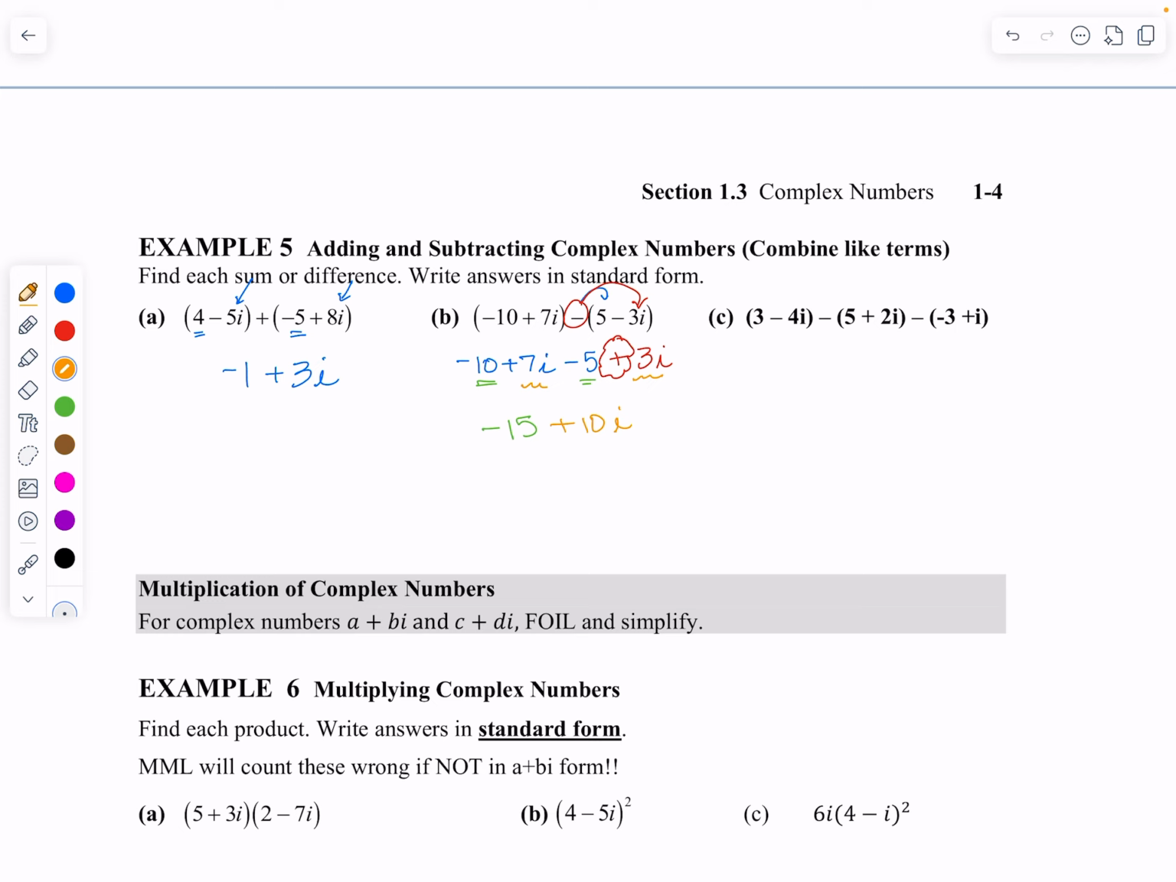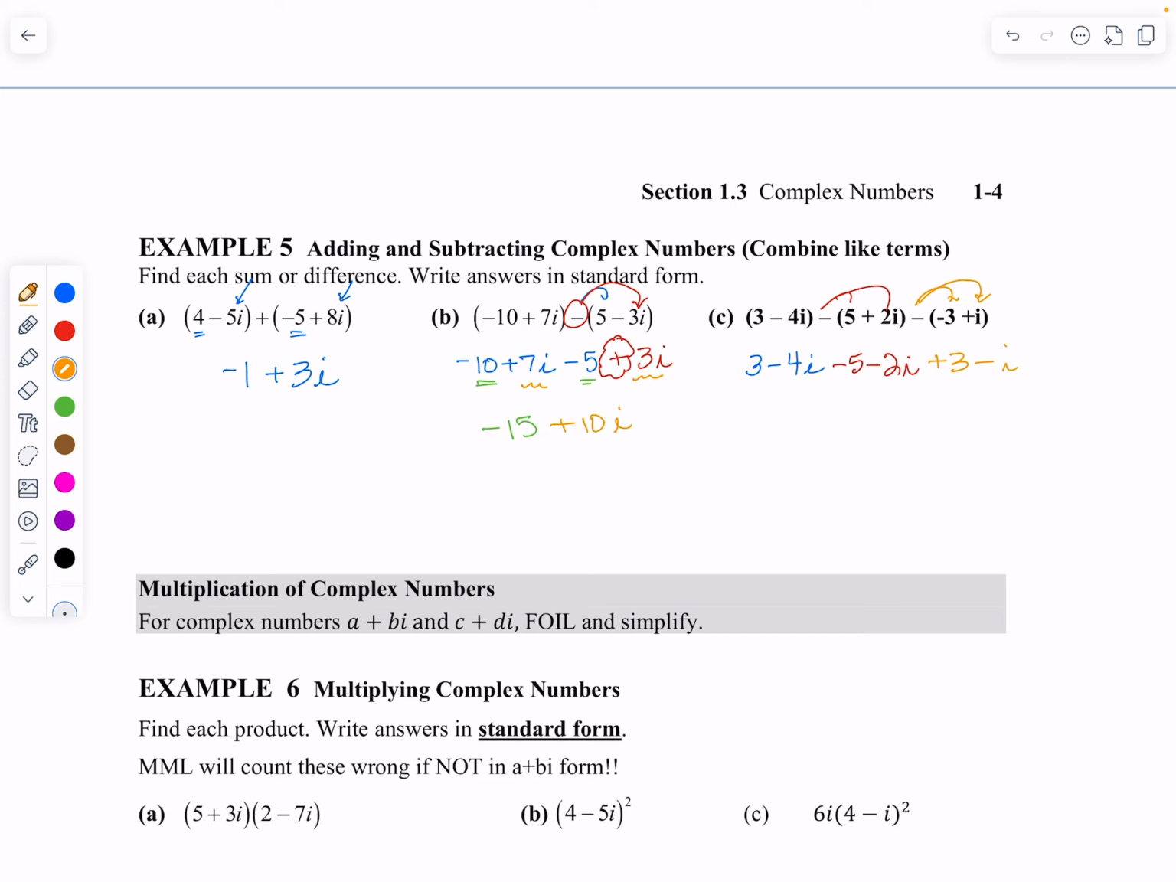And then this last one, usually what I do, I don't do them all in my head because sometimes that messes me up. So I'm going to distribute my negatives first and then distribute my next negative. That's an i. Supposed to be an i. That looks a little weird. Let's try that again. All right.